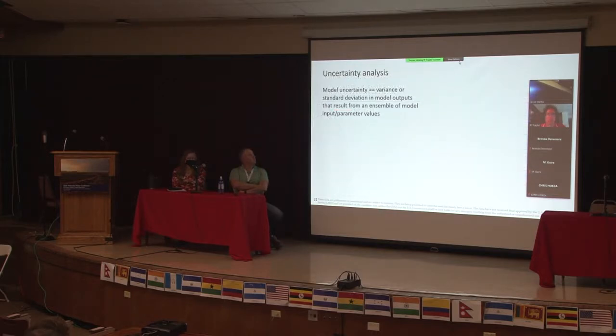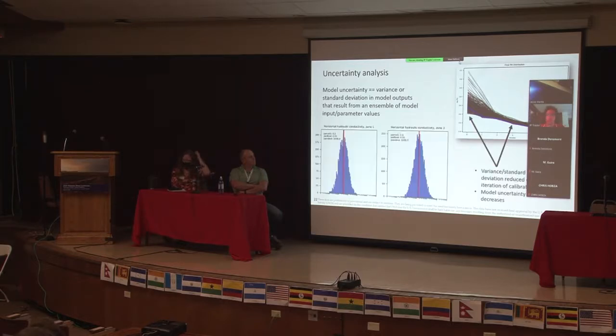And so just to summarize with uncertainty analysis, the standard deviation of the model outputs that result from an ensemble, or a bunch of different combinations of model input or parameter values, is the model uncertainty. You have uncertainty in your inputs as well as your model outputs or results. You can see here, this is the uncertainty of the model results, and this is the uncertainty of the model inputs or parameters here.